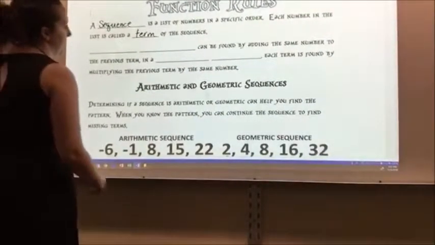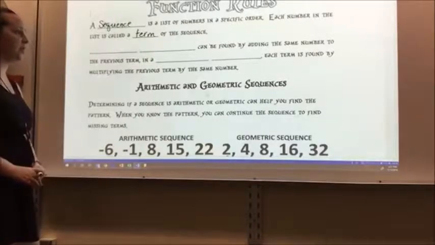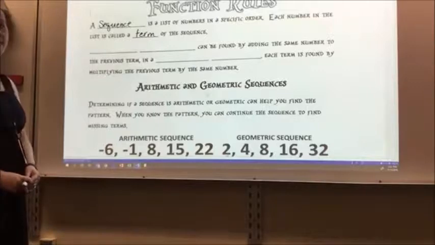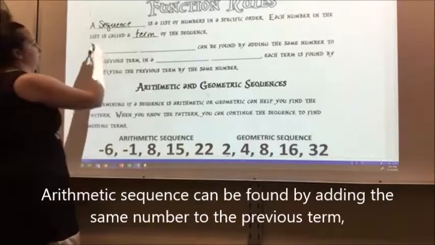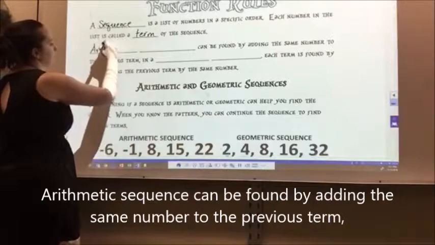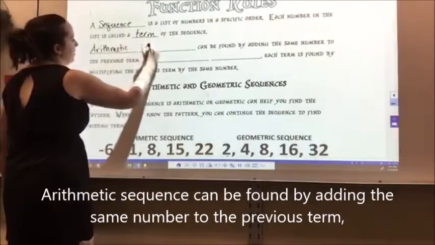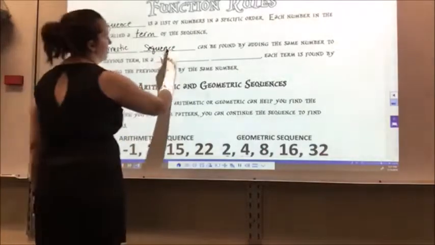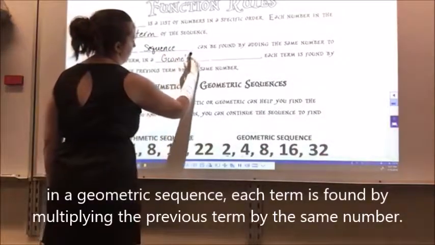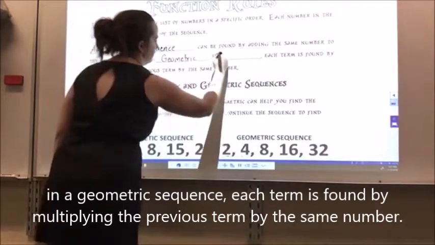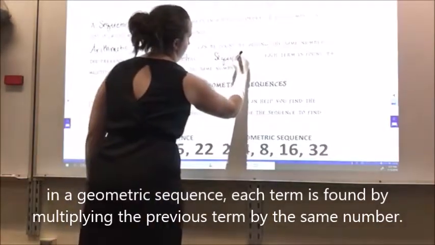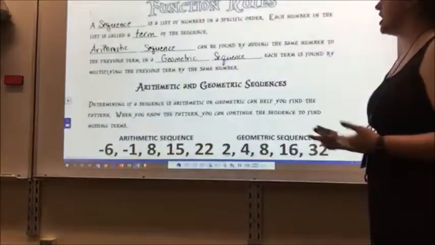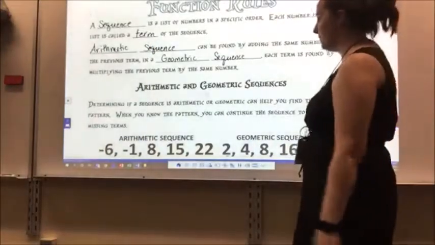Blank blank can be found by adding the same number to the previous term. In a blank blank, each term is found by multiplying the previous term by the same number. In the first two blanks, you're going to write arithmetic sequence, and in the second two blanks, you're going to write geometric sequence. Okay. So arithmetic is your adding, so you're adding each time. Geometric is you multiply each time.